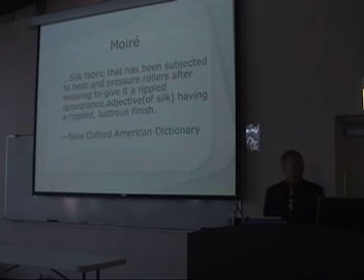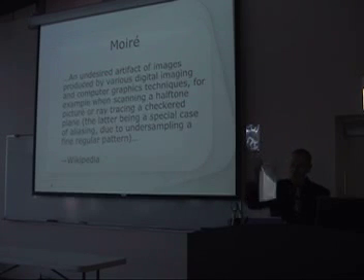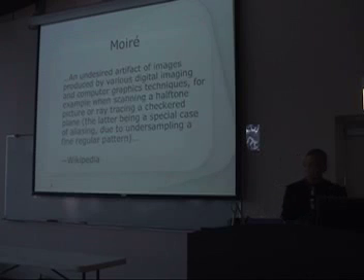Moire comes from a word for silk fabric that has been subjected to heat and pressure rollers after weaving to give it a rippled appearance. Adjective: having a rippled, lustrous finish. Huh? Not, yeah, that's moire for something else, but we're talking about photographs. This is the one I want: an undesired artifact of images produced by various digital imaging and computer graphic techniques, for example, when scanning a halftone picture or ray tracing a checkered plane.